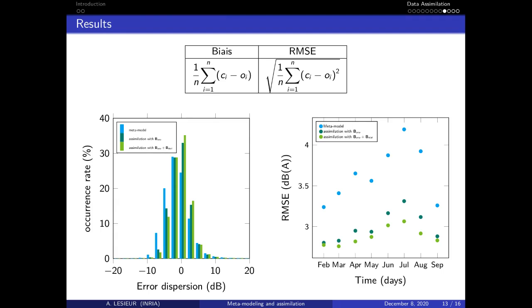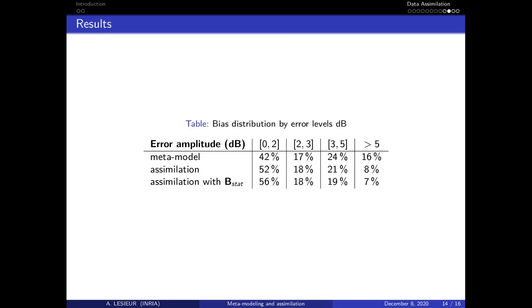Here the results are displayed, bias and root mean square error. We can see that the bias is more centered after the assimilation and that the RMSE is reduced by approximately 30% once the assimilation is conducted. Taking the statistical covariance matrix into account sensibly improves the performance of the process. Again, the performance is shown here, where the points with less than 2 dB error go from 42% without data assimilation to 56% with data assimilation with the statistical covariance matrix taken into account.